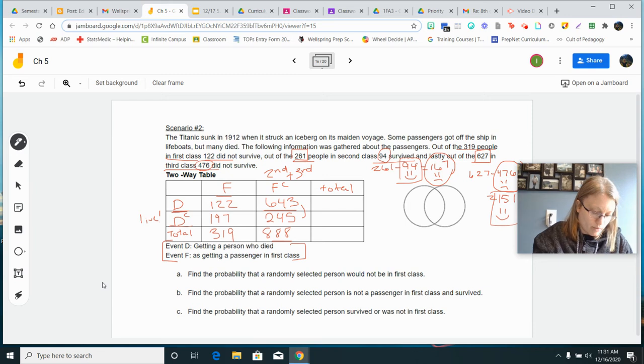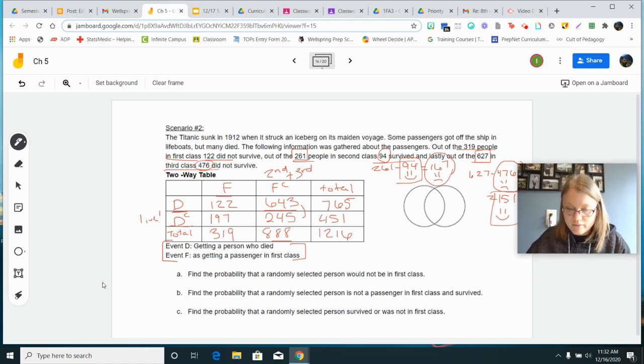So now I can get my other row totals just for good practice, making sure I've got everything. So here I've got 765 people that died, and then if I add up the other row, I have 451 that lived. So that is a grand total of 1,216 people in this chart.